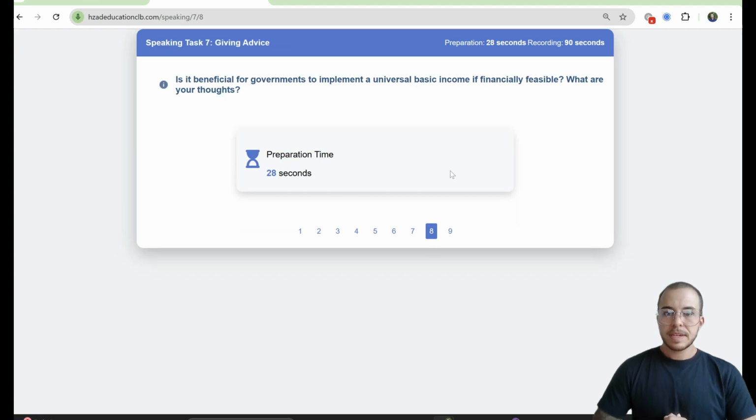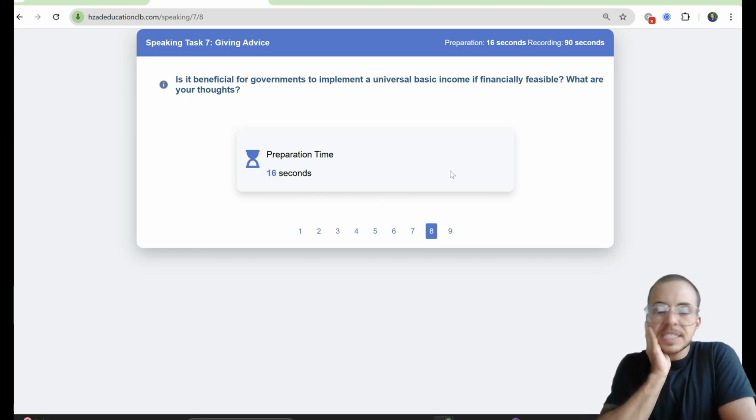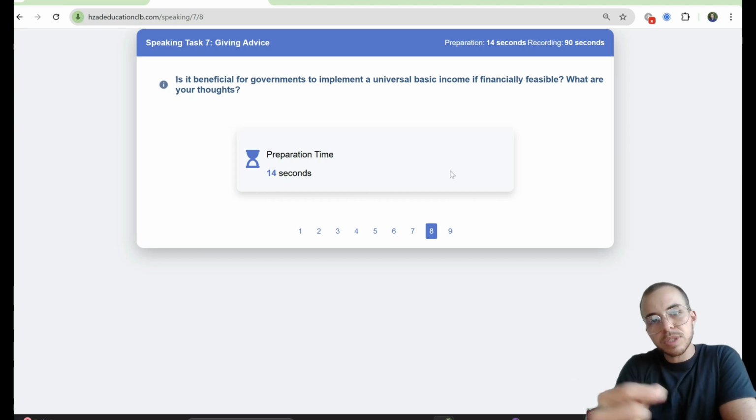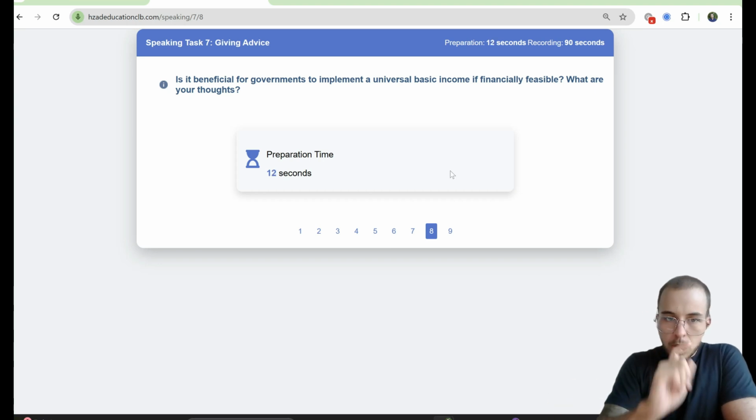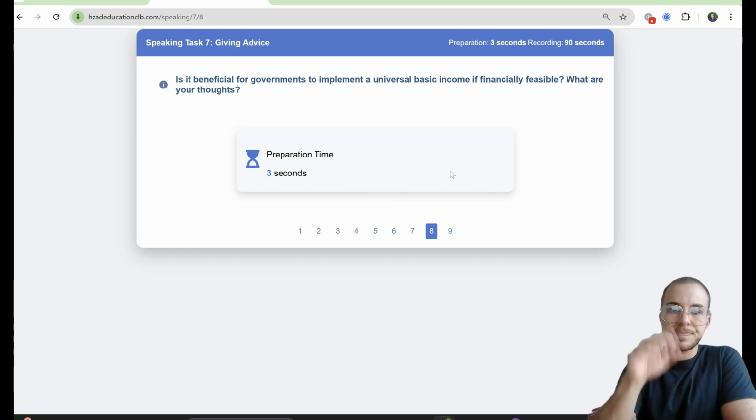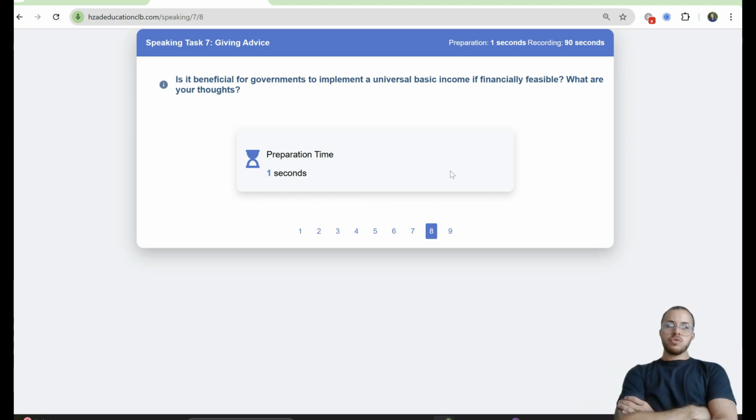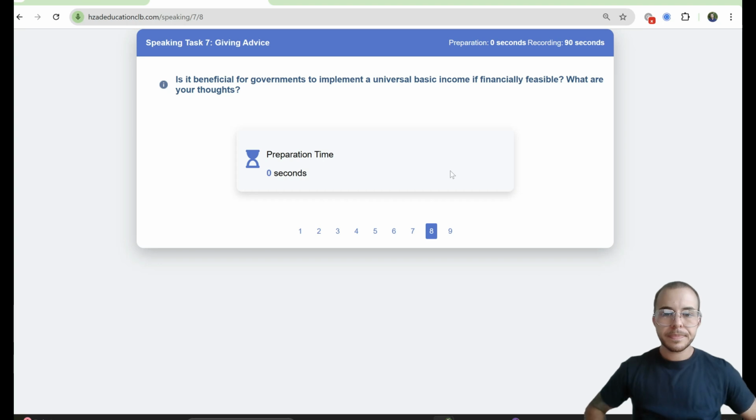All right, 30 seconds and a minute and a half. Is it beneficial for governments to implement a universal basic income if financially feasible? Okay, this is like giving advice, but also personal opinion. So the person you are speaking to, let's say, is a crowd of people. You are presenting this topic. You are public speaking. Start speaking now.